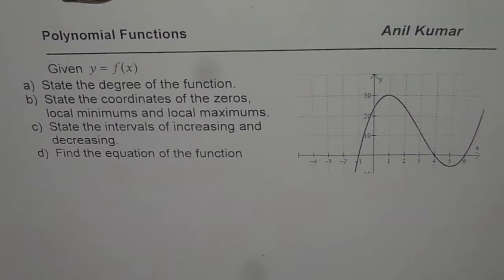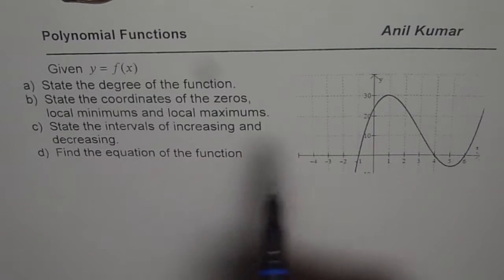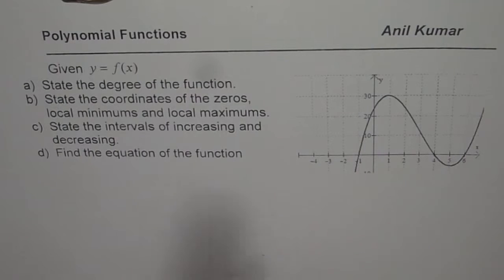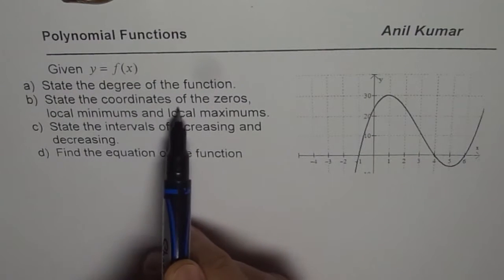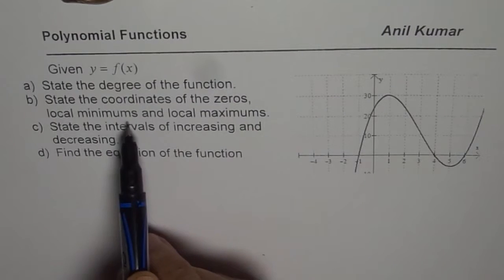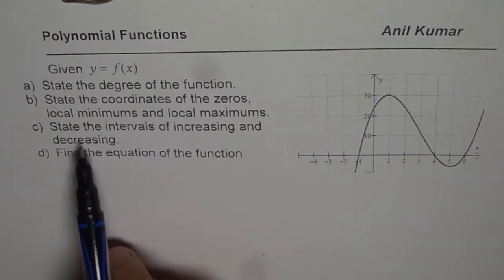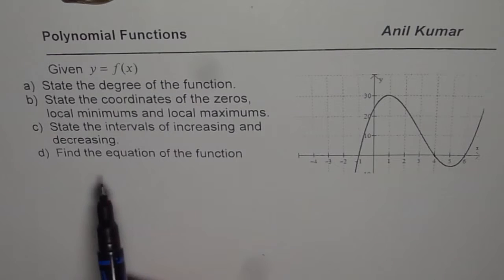Now this one is on polynomial functions. We are given the graph of the function here, and we need to state the degree of the function, state coordinates of zeros, local minimums, local maximums, state intervals of increasing and decreasing, and find the equation of the function.